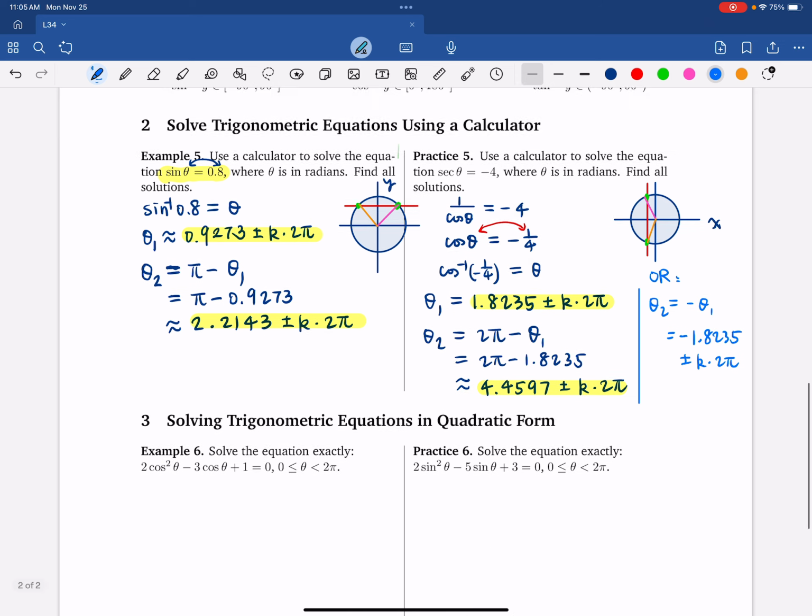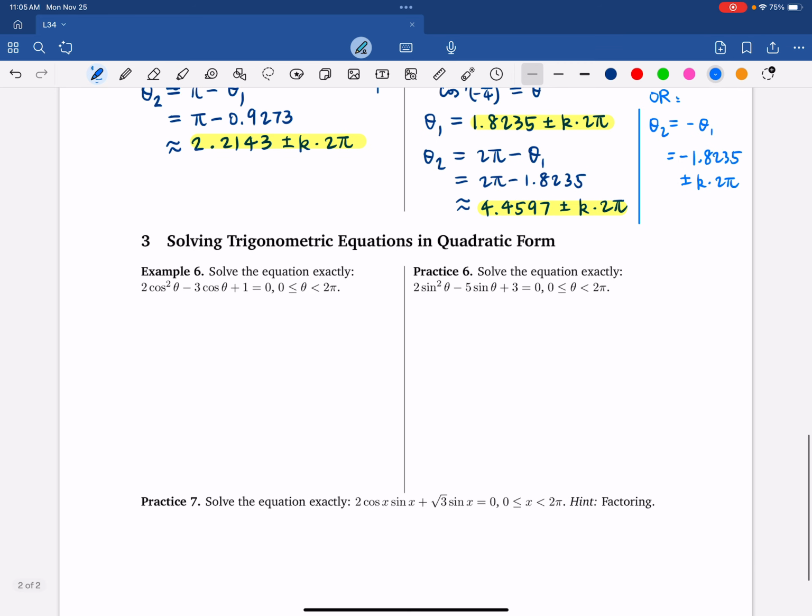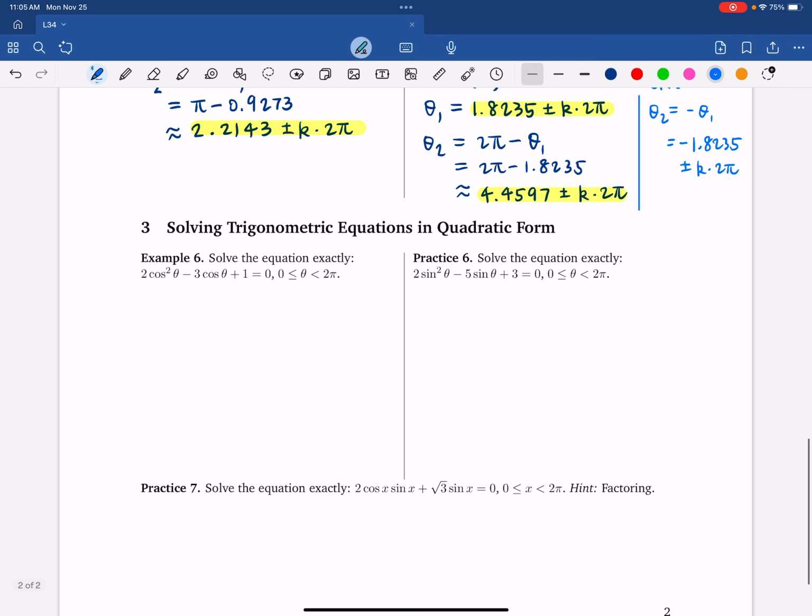All right. Moving on to the last section of today's lecture, solving trigonometric equations in quadratic form. A lot of the equations that you might see look trigonometric, but they are quadratic equations in disguise. Let's use example 6 to illustrate. It's 2 cosine squared minus 3 cosine plus 1 equals 0.